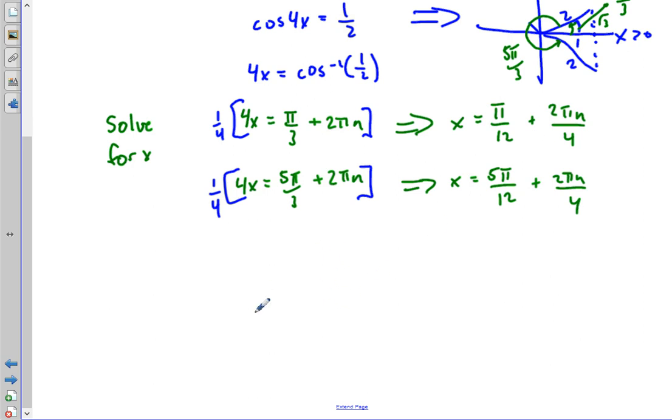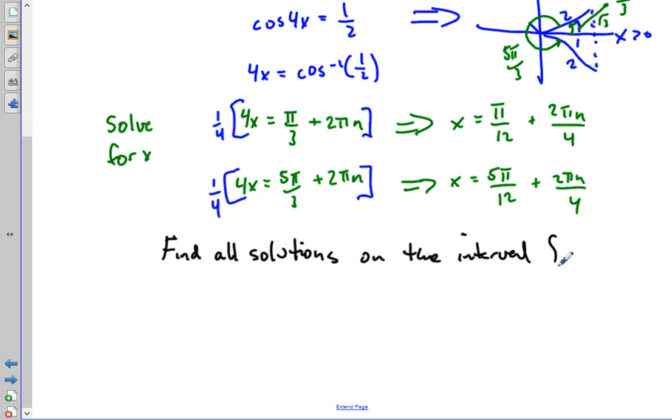So now from here, we're going to find all our solutions on the interval, remember? What are we talking about here? On the interval from 0 to 2 pi, because that's what they stated. That's what they stated, or else it would be done right there. 2 pi.